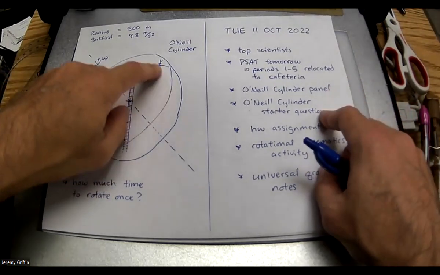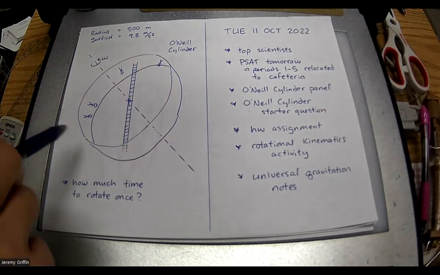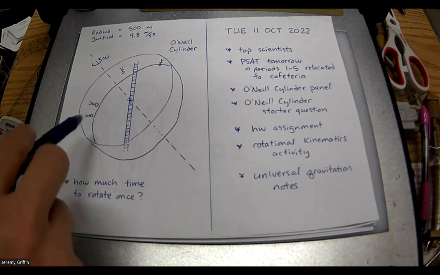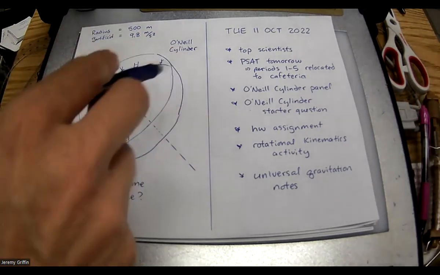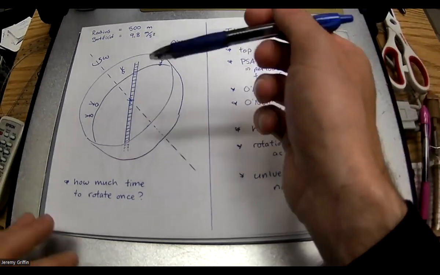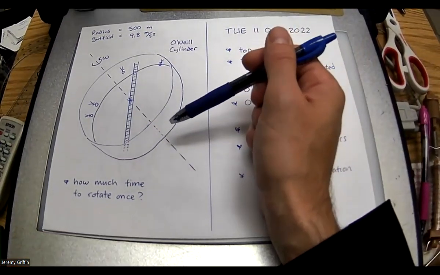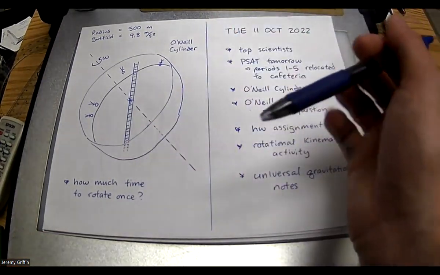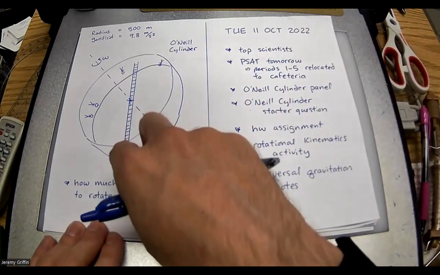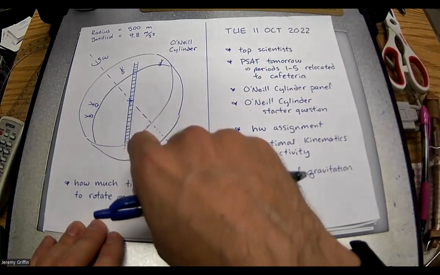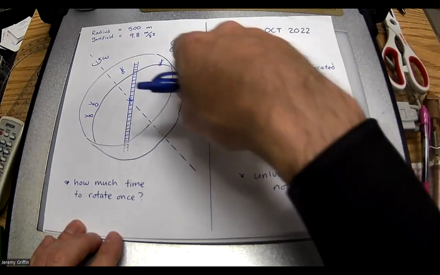And I've also got the O'Neill cylinder. So I introduced this idea to you guys back on Friday. You guys remember this? I played you guys some videos, some artist renditions. Let me remind you how this works. So if you're out in the middle of deep space, there's no real gravity around, okay? But you can simulate a gravitational environment just by having a rotating cylinder.